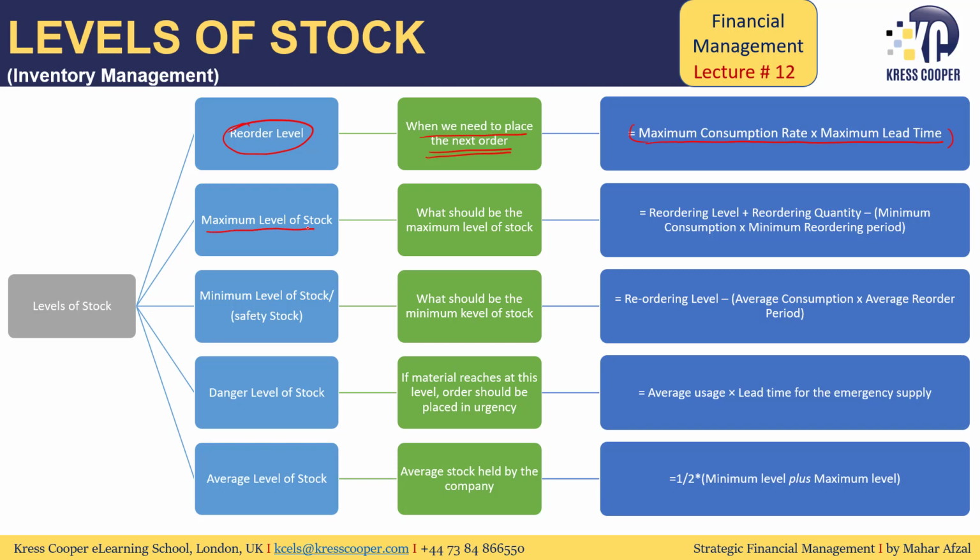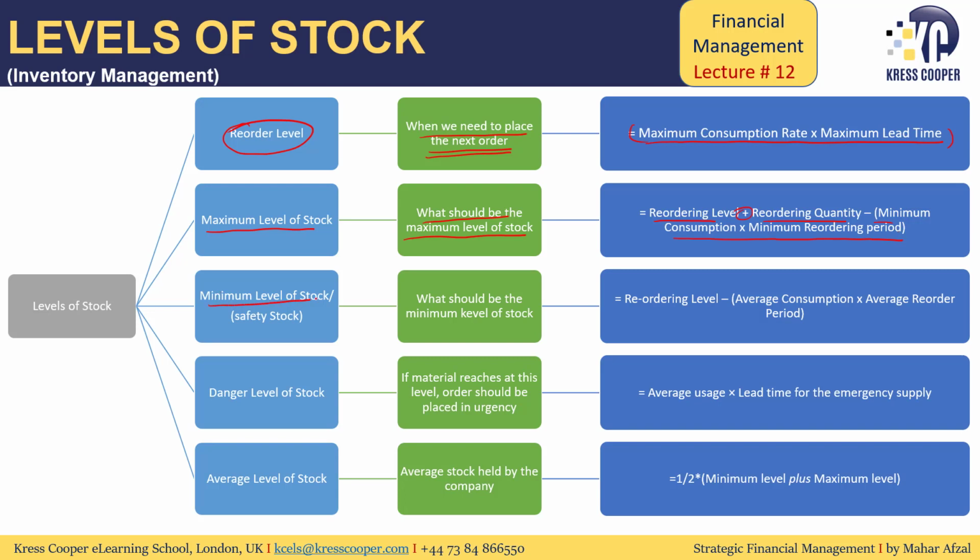Maximum level of stock. What should be the maximum level of stock? If the stock is going beyond the maximum level, it means we are overstocking, we are putting a huge amount of money into the stock, we are wasting our resources. So stock should not go more than the maximum level, and the maximum level is equal to reorder level plus reorder quantity minus minimum consumption into minimum lead time.